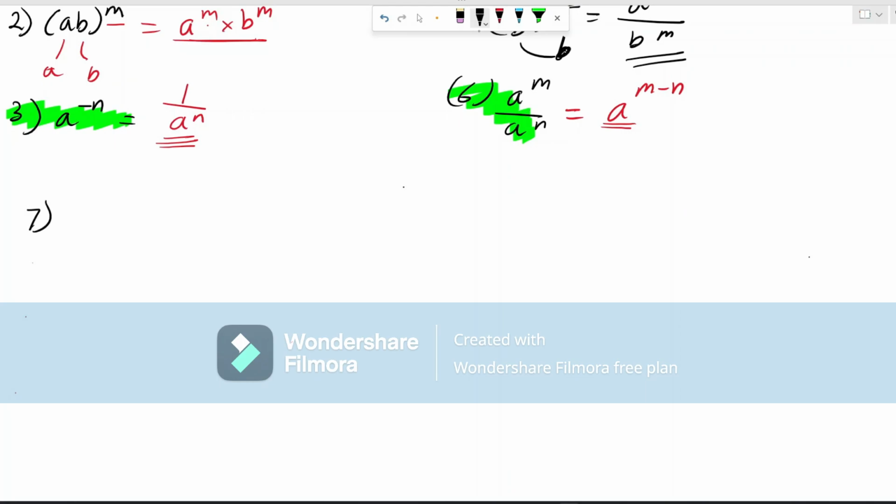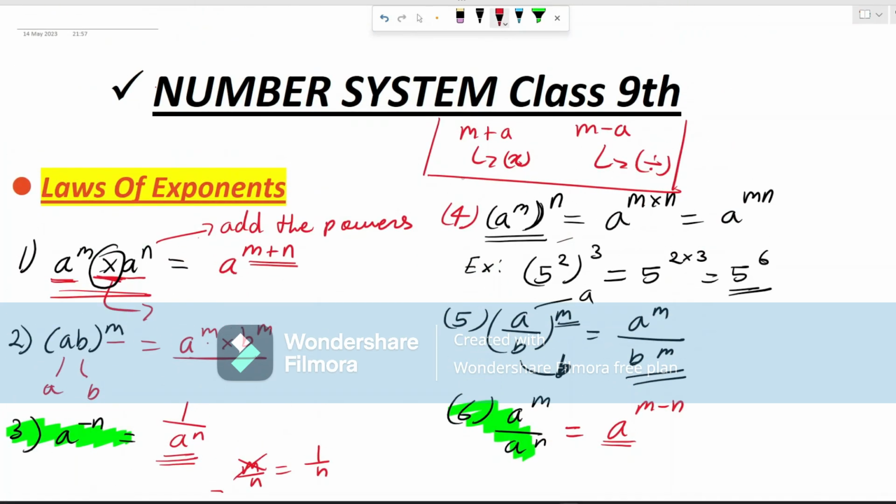Alright, now let's do the seventh one. Seventh, it is a to the power m upon n. Okay, so how will you solve this one? Very easy. You have to take a, then bracket m. Suppose you take this as a fraction, m upon n. If you remove this n, this will be 1 upon n. And just how I explained in the third rule, that is how you have to apply it.